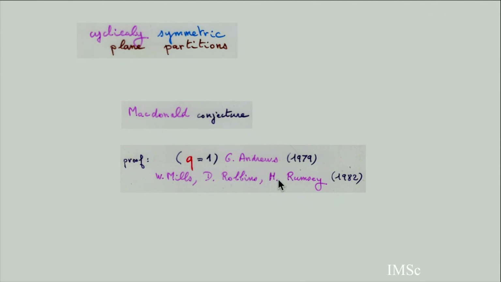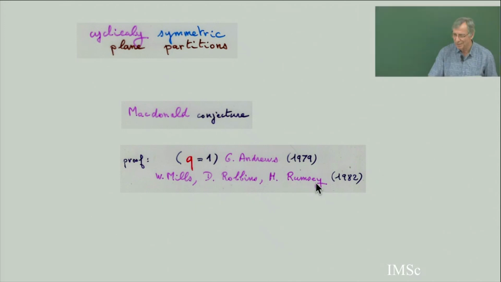And so Mills, Robbins, and Rumsey proved the Macdonald conjecture, but they say in the introduction of the paper that it's as if they climbed a mountain. They discovered the alternating sign matrices by trying to prove the Macdonald conjecture. They tried to solve the formula for the number of alternating sign matrices. So they climbed a mountain, and they did not know what they discovered.